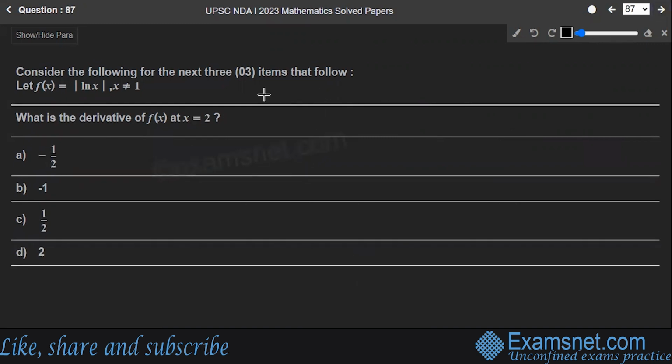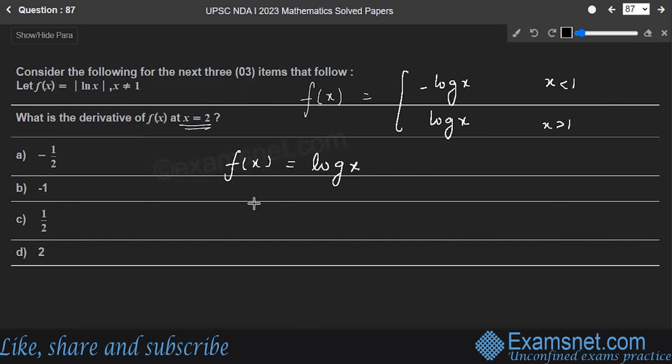Consider the following for the next 3 sums. Okay, so sorry, it's the same sum. So now you have to find out the derivative at x is equal to 2. Now this is a function which is greater than. See, in the last question, we already talked that fx is equal to minus log x if it is less than 1, and positive log x if x is greater than 1. So now here x is 2, so I'll be taking fx is equal to log x.